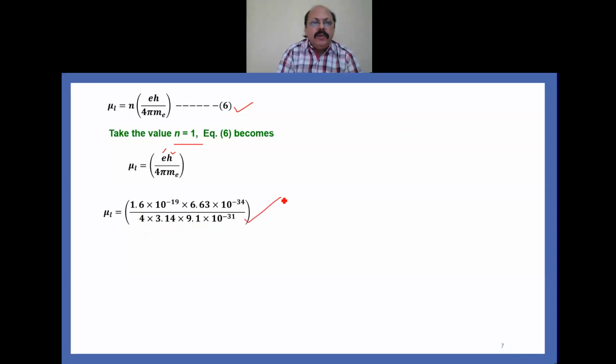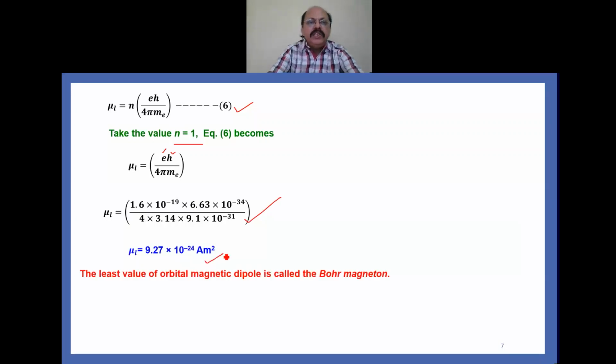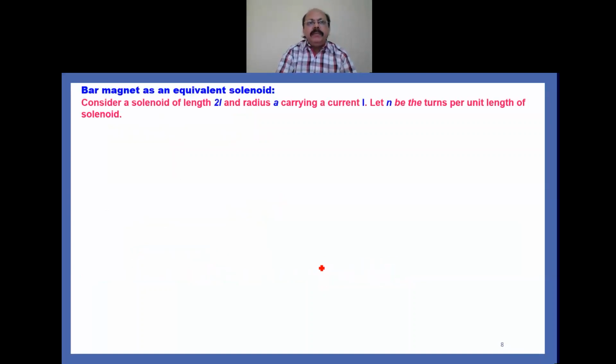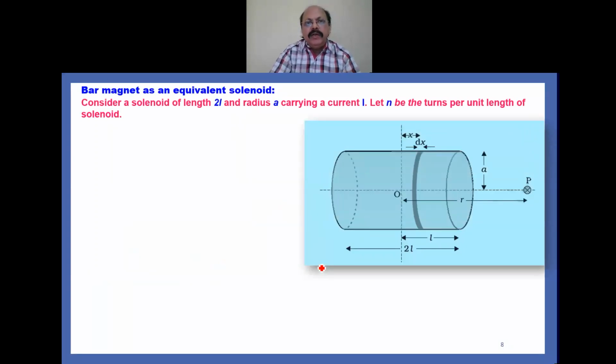And when you solve it, you will get mu L equal to 9.27 into 10 to the power minus 24 ampere meter square. And this least value of orbital magnetic dipole moment is called Bohr magneton. You remember it, 1 mark question. This least value of orbital magnetic dipole moment is known as Bohr magneton. Okay. Now the next topic is bar magnet as an equivalent solenoid, which is also a very important topic.